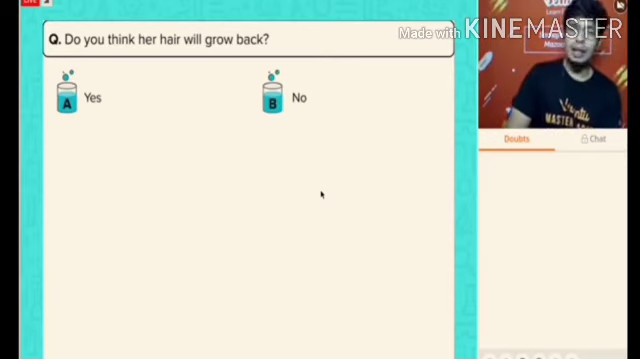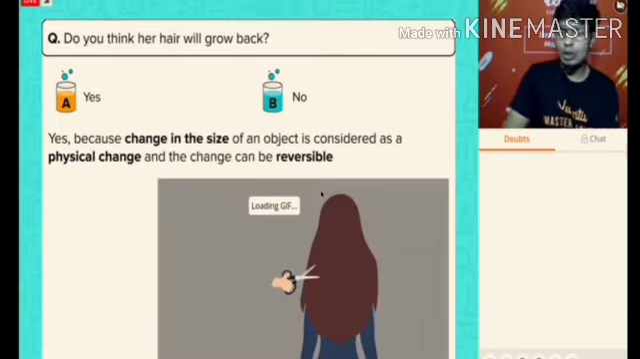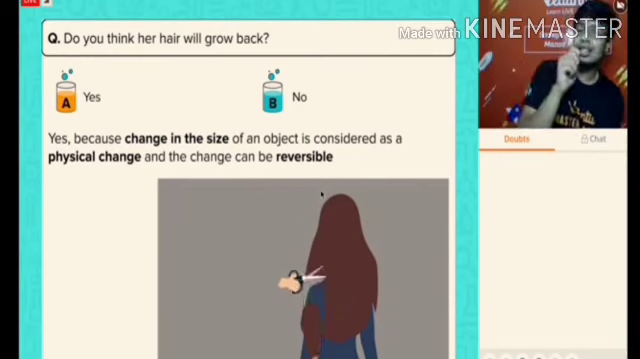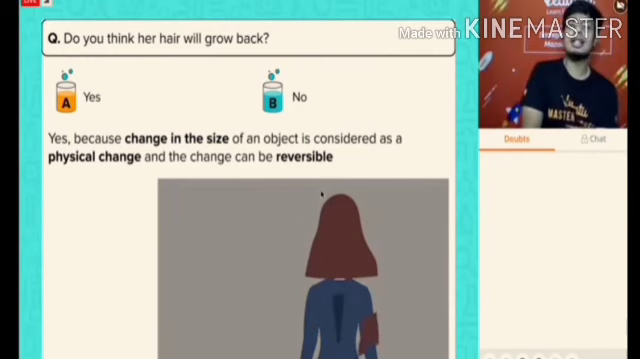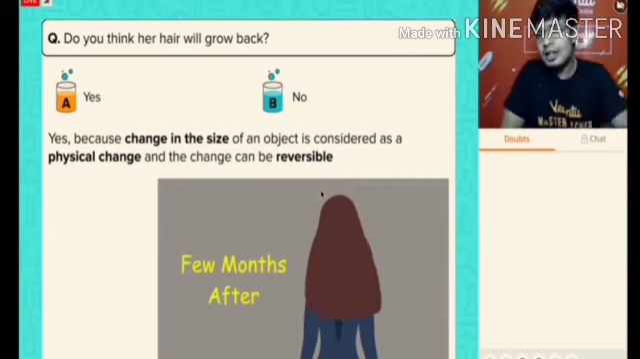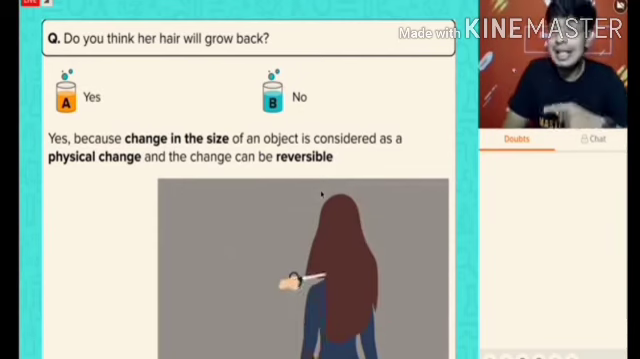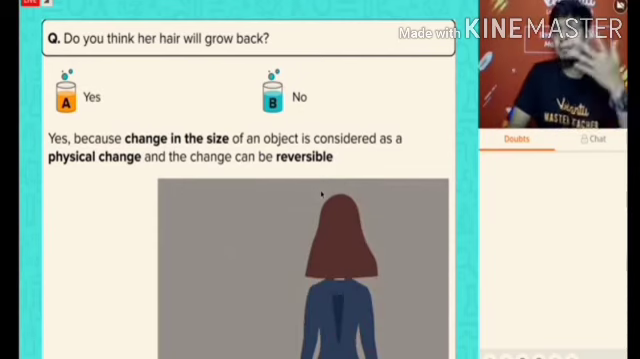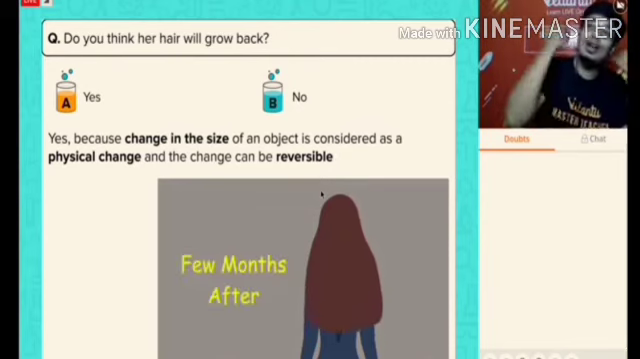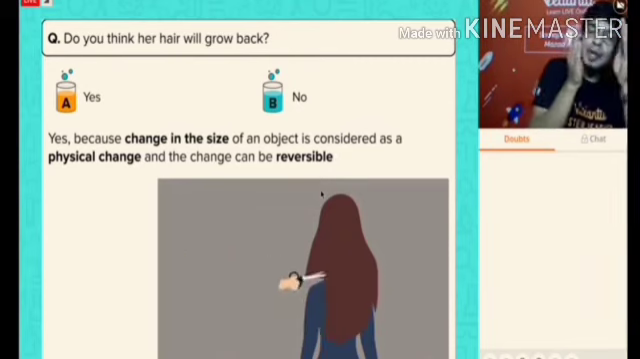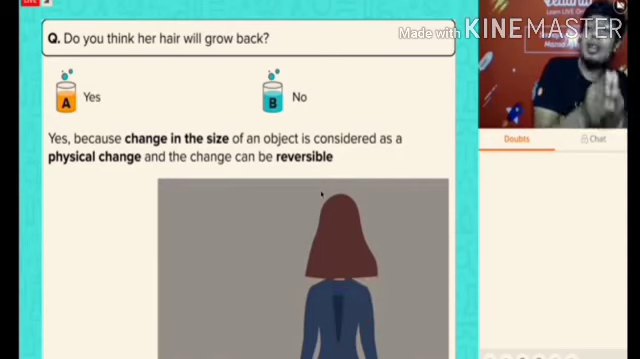Do you guys think his hair will grow back? Will the hair grow back? Yes or no, all of you? Will Shivam's hair grow back? Exactly, the hair is going to grow back, because a change in size of an object is considered a physical change. We can consider this a physical change because this is reversible. How is it reversible? Because after a few days, you're going to get the long hair again. The length becomes less and the length is again going to become the same.